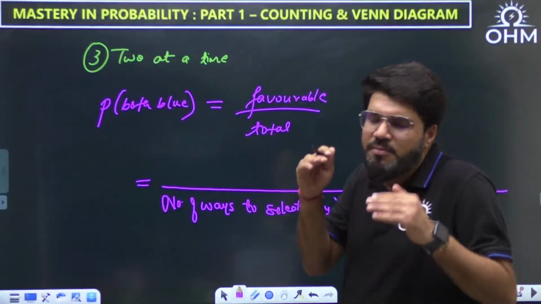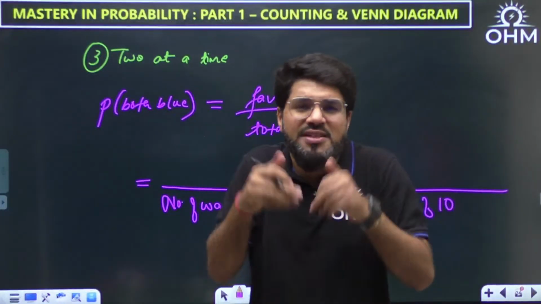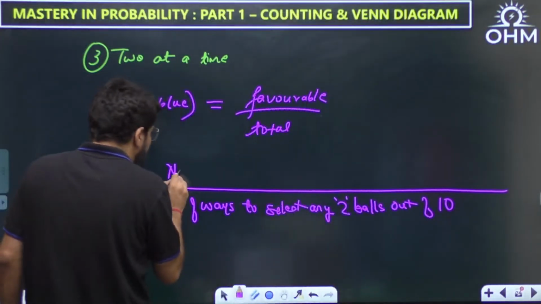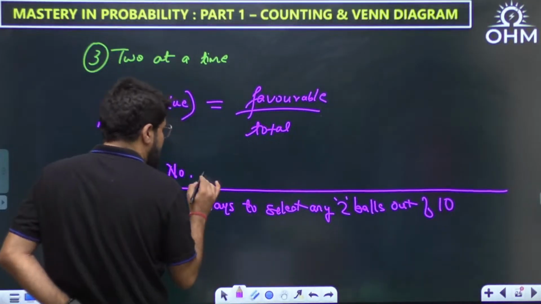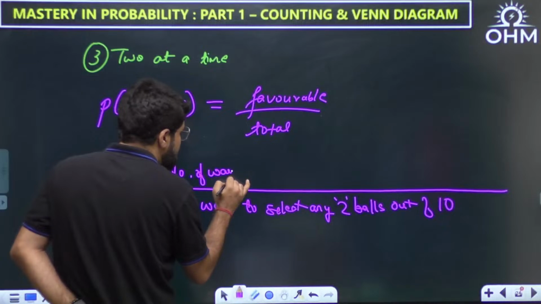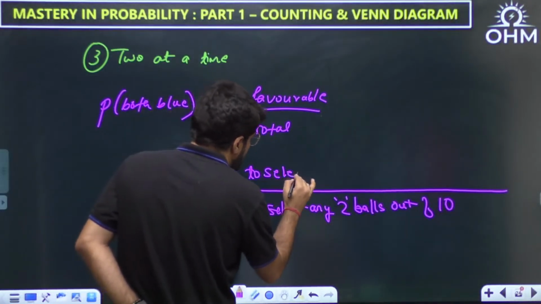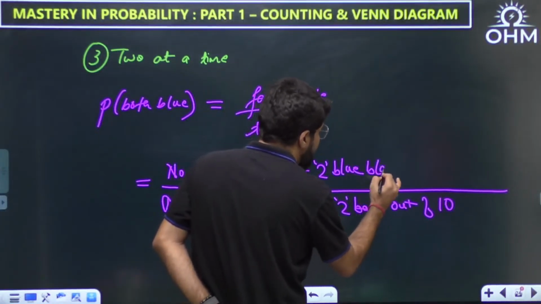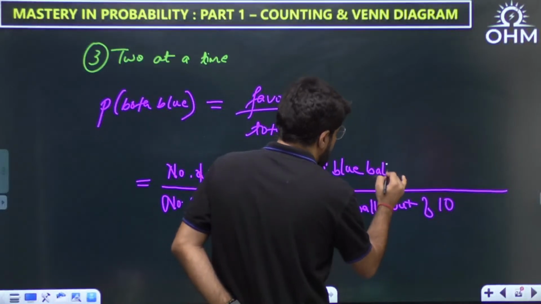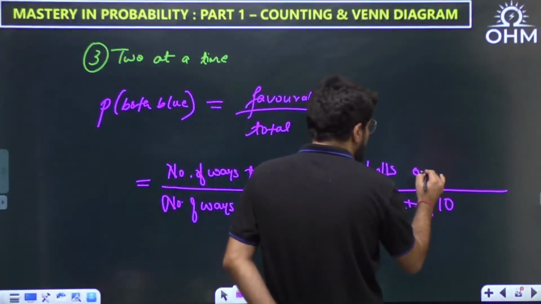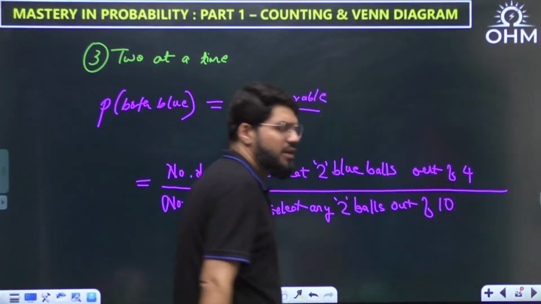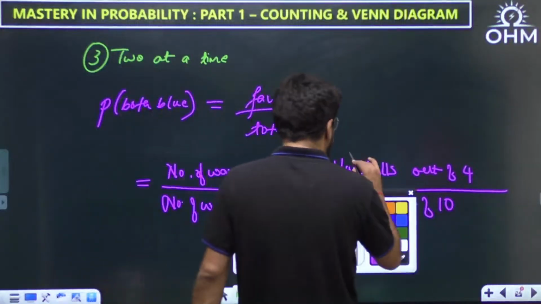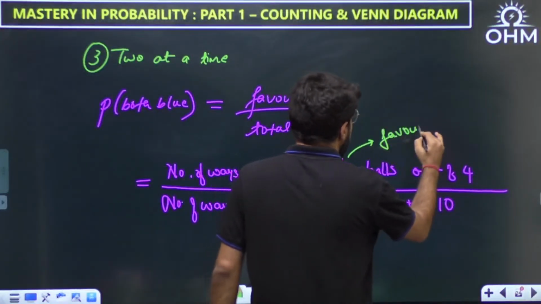But what is favorable? Favorable is the event whose probability is required. So what is the probability required? The probability required is both blue. So in favorable, you only want that both the balls selected are blue. So in how many ways can you select 2 blue balls? Blue balls can only be selected from blue balls, and there are a total of 4 blue balls. So this is my favorable condition actually.